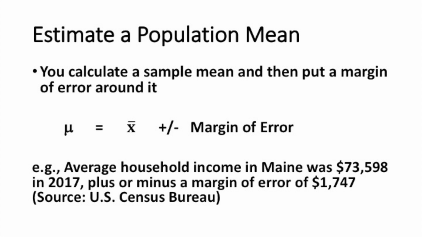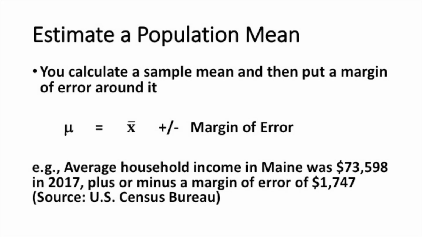When using information from a sample to estimate a population mean value, you first calculate a sample mean and then you put a margin of error around it. So here you see a generic formula for estimating a population mean. On the left you see mu, which stands for the population mean value. X bar represents the sample mean, and that's something you can calculate. You can go out and collect some data on a sample and calculate that mean value, plus or minus a margin of error. In a different video, I'll give you more specific information on a margin of error, but for now, you just want to get a general sense of what it represents.